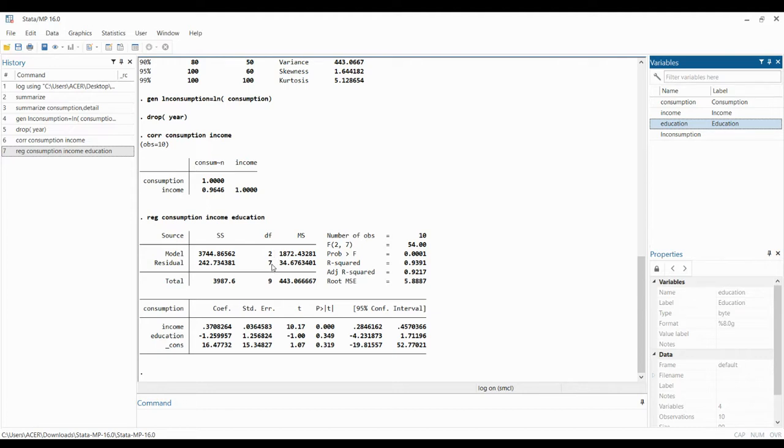Now on the right hand side, we are getting the value of R square, the value of adjusted R square, the value of the computed F statistic, and the probability value also. The probability value associated with the F statistic is also given here.